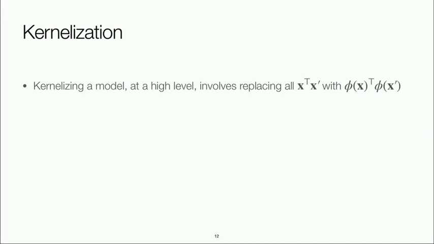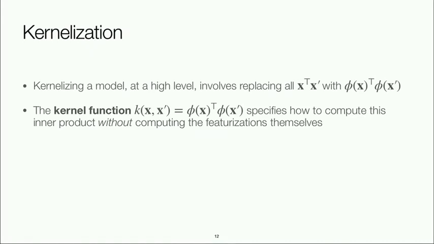But remember, we're not actually explicitly representing these phi of x's. That's the thing that we're trying to avoid. So we want these inner products, but we're going to do so without ever actually looking at phi of x itself. How do we do that? What we have is what we call a kernel function, k, which takes in two x's, x and x prime, and then evaluates this dot product, phi of x transpose phi of x prime.